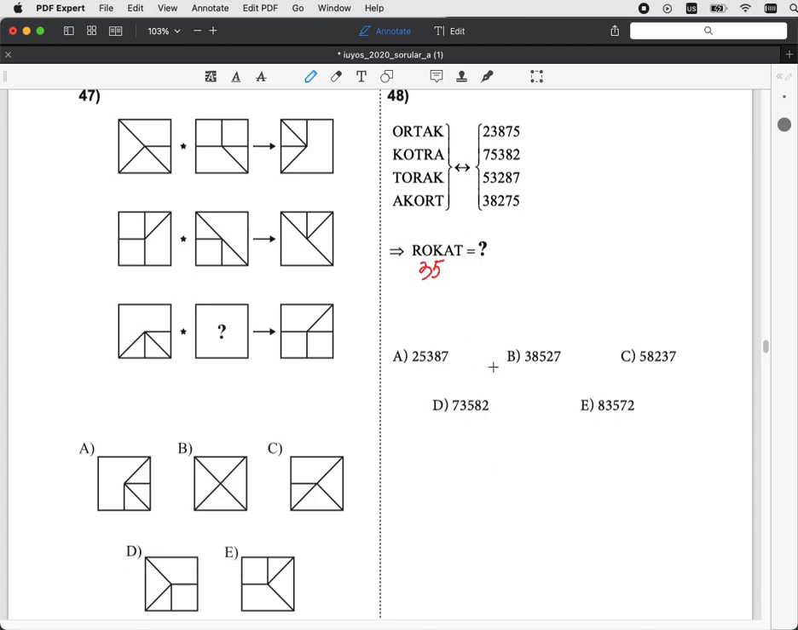3, 5. So in the answer, there are 2 of 3, 5. Then we need to find R. So O is 3 and R is 8. So 8, 3, 5, and the answer is A.